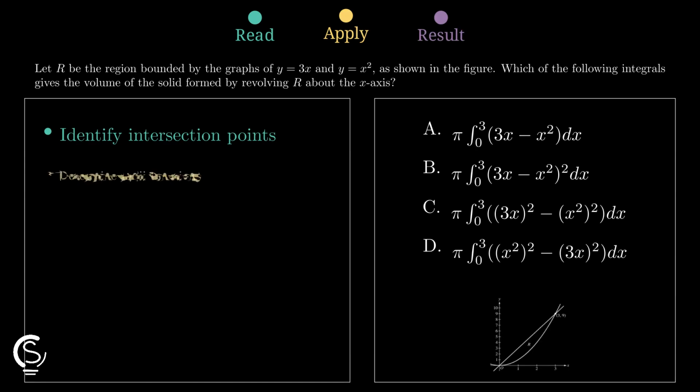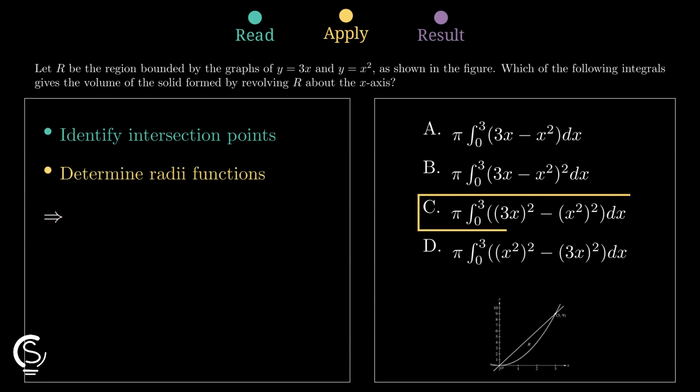Finally, apply the washer method by squaring each radius separately. This leads to the correct setup, meaning option C is our winner.